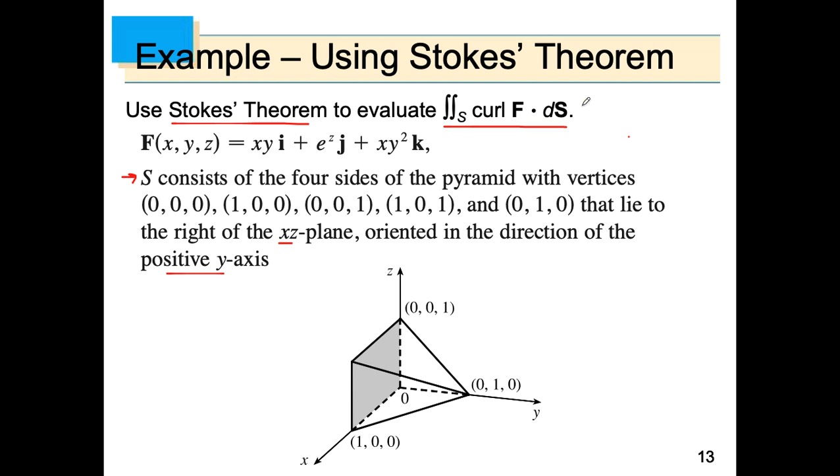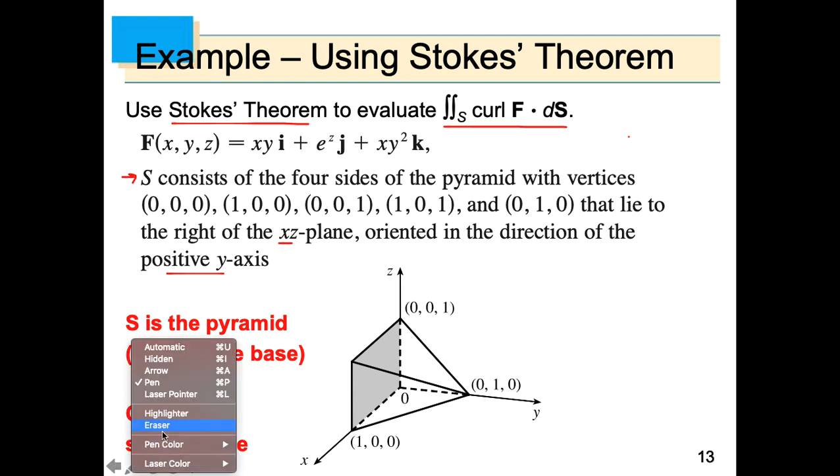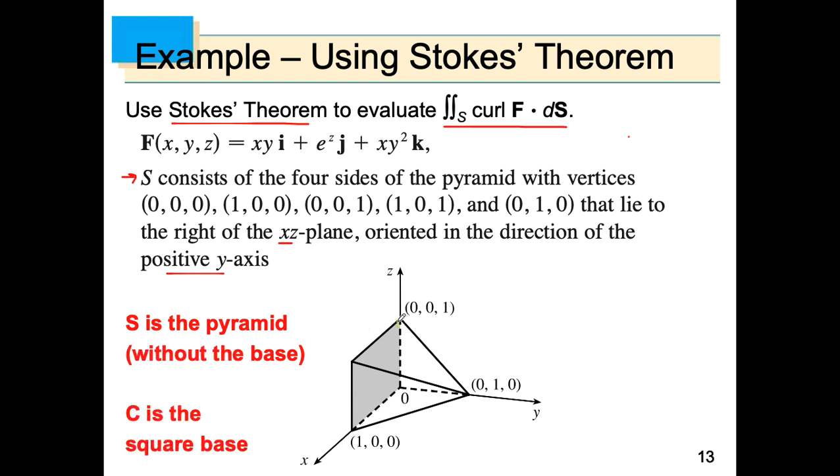Notice here that our specific surface here is the pyramid, but without the base. And that C is the square base. So again, S is the pyramid without the base. S is the pyramid without this gray shaded region. It's just these four sides over here. But C is the square base itself. I'll highlight that real quick. C will be this surface going around the base here.